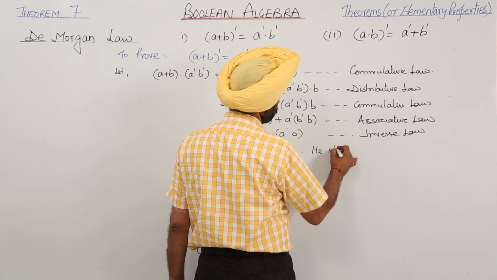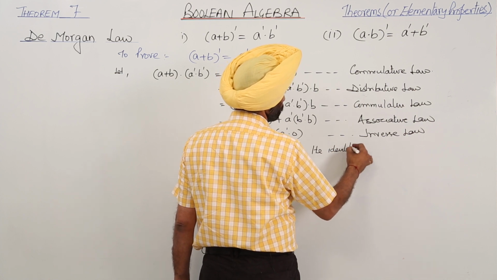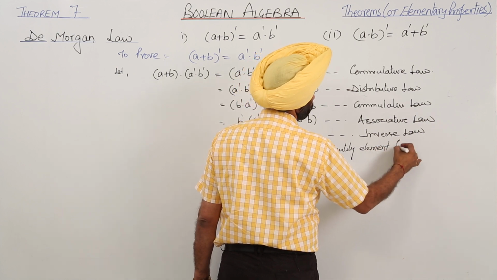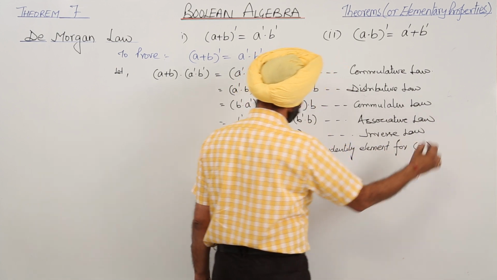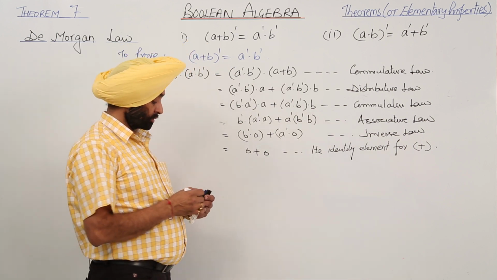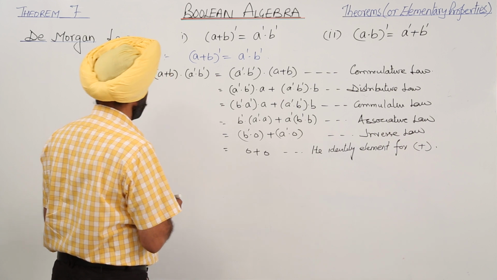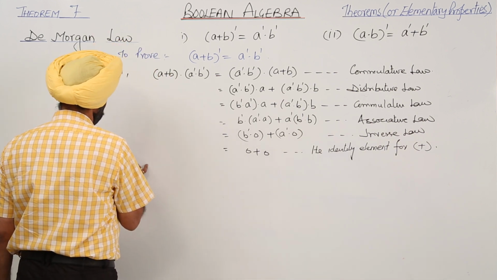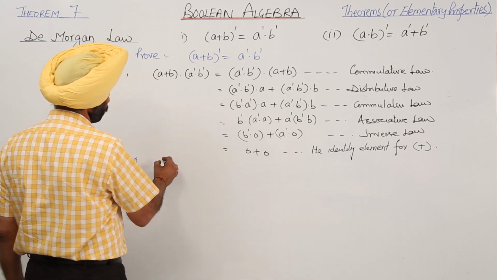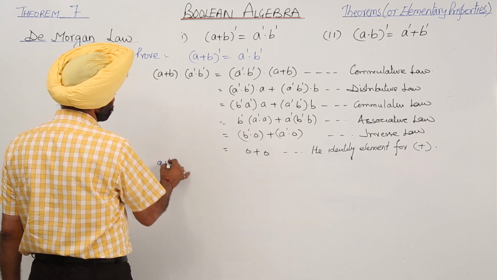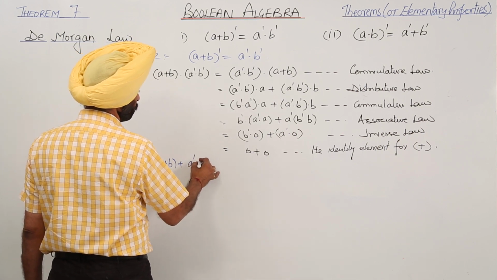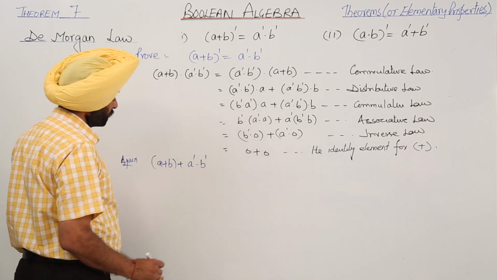The identity element for plus, 0 plus 0, the identity element for plus. Now similarly, again, what can we write? A plus B plus A inverse dot B inverse.